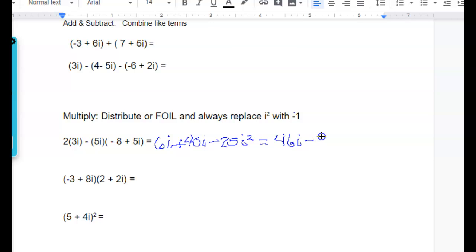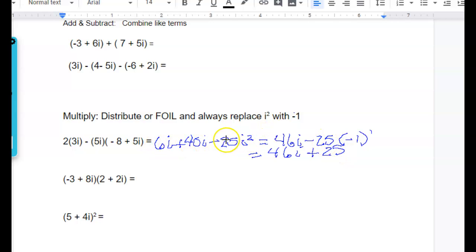So if you can do this in your head, that's totally fine. I'm just going to put it in here. -25 times a -1 is what it says, because -25i squared says -25 times i squared. So if I continue to simplify this part, because I've got to finish the multiplication, I get 46i. Negative times a negative is positive, 25. So now my new complex number has a constant of 25.